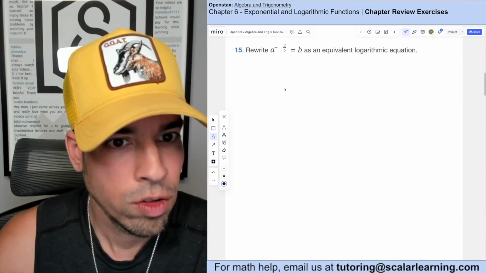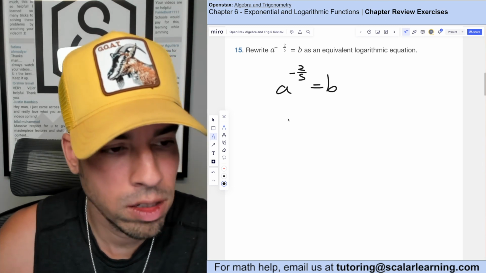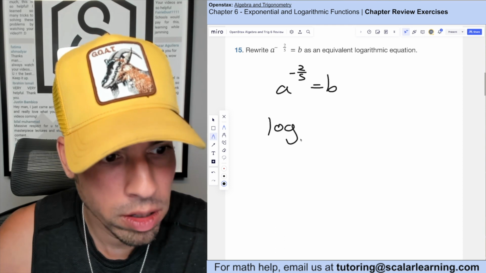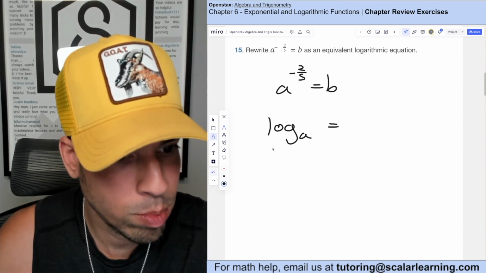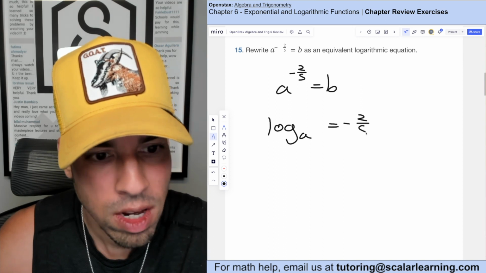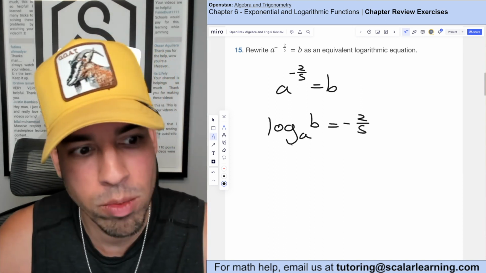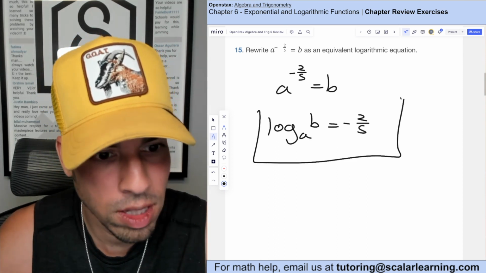Boom, done. So for this one, it's a to the negative 2/5 equals b. To write it as an equivalent logarithmic function, it's log, and the base of the log is this value. What's on the other side of the equal sign is that exponent, which is negative 2/5. And then what's over here becomes the argument of this logarithm. So the way we'd write it is log base a of b equals negative 2/5. That's how you do it.